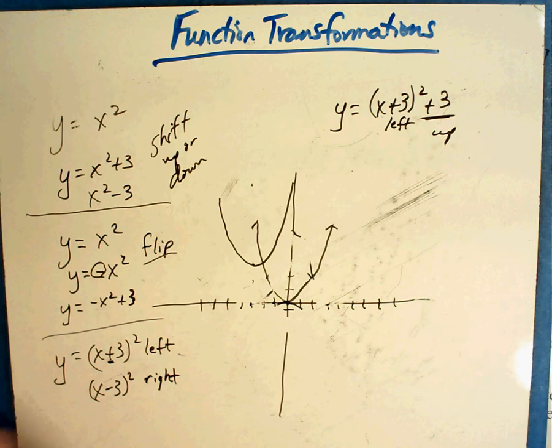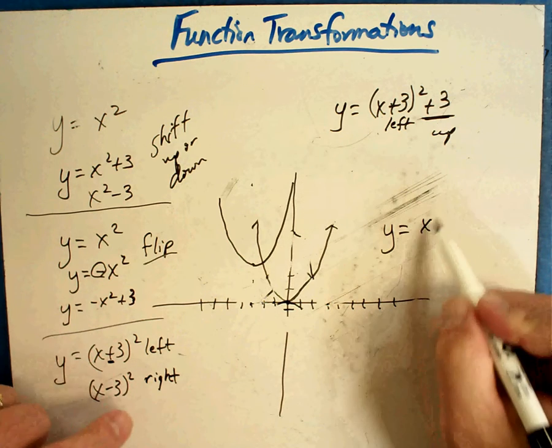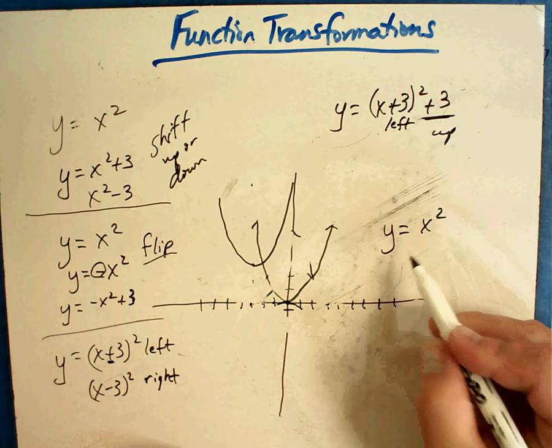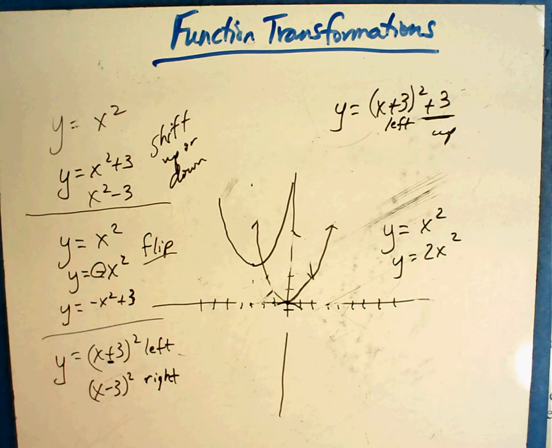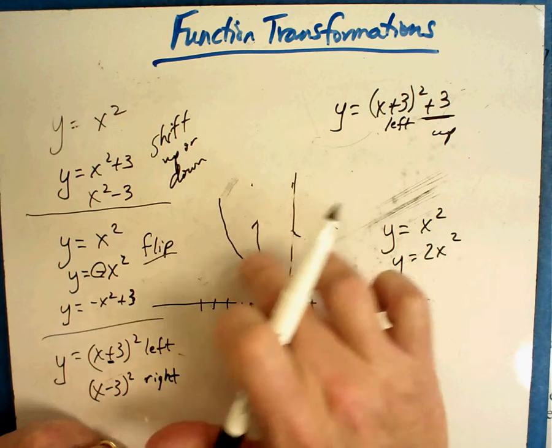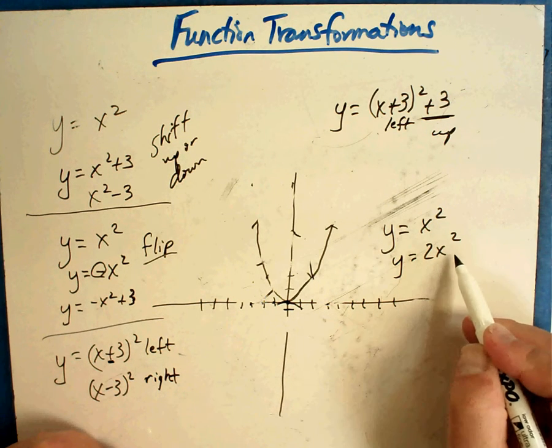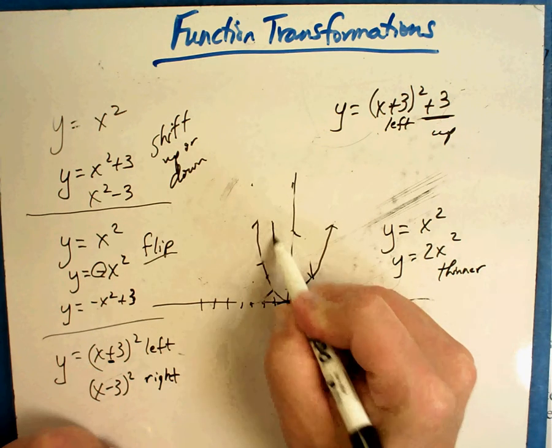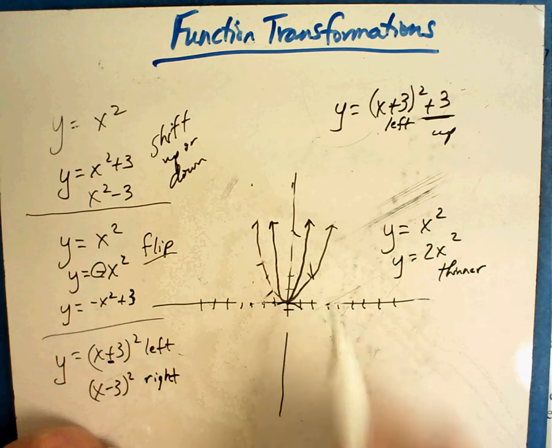The only other thing to really keep in mind is what happens if, okay, if we were starting at x squared, there we are, starting at x squared, what happens if we had something like y equals 2x squared? Now again, you got to be careful. It's going to be the opposite of what you think. When you have 2x squared, it's going to get thinner. And so it would really look like this. It's going to get skinnier than the original.